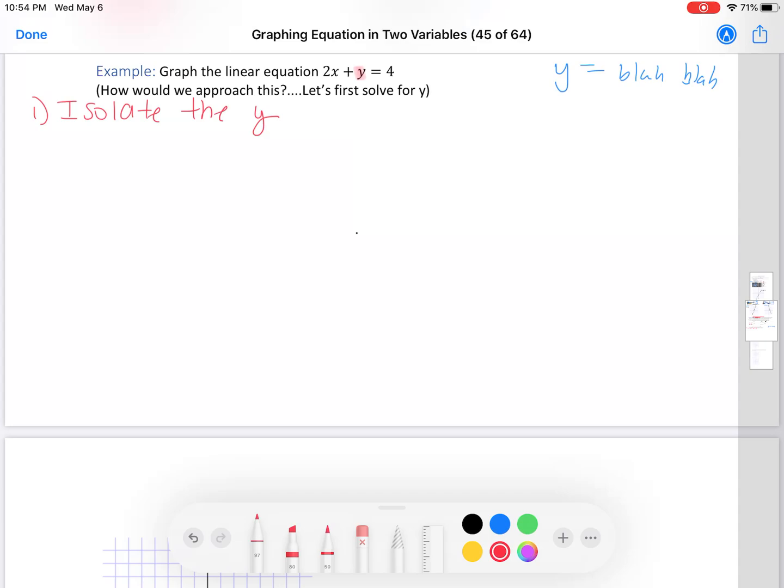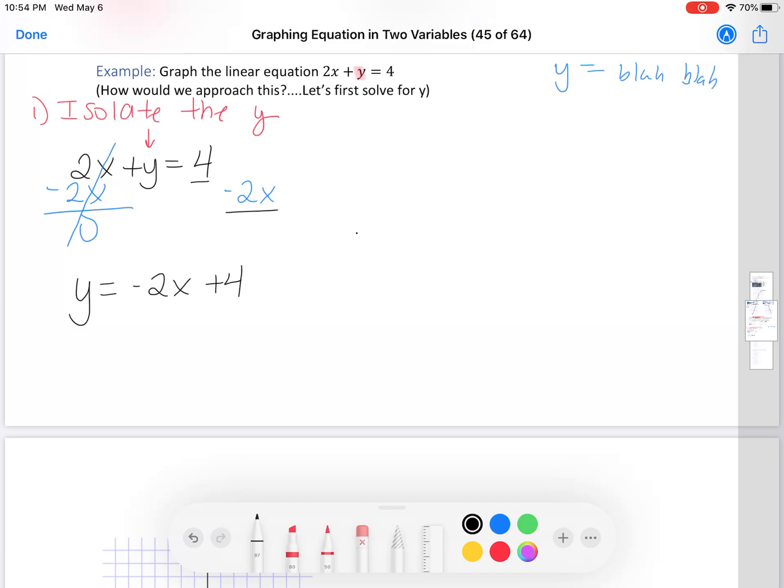Okay, so we have 2x plus y is equal to 4, and we want to get y by itself. So let's go ahead and move that 2x. Minus 2x. 2x minus 2x is 0, so it's gone. But what we do to one side of the equation, we have to do to the other. So minus 2x. So I'm left with y is equal. Let's write the x first. We have a negative 2x minus 2x. My 4 is positive, plus 4. Okay, this is something I can work with. We're being asked to graph, so let's go ahead and do a chart.